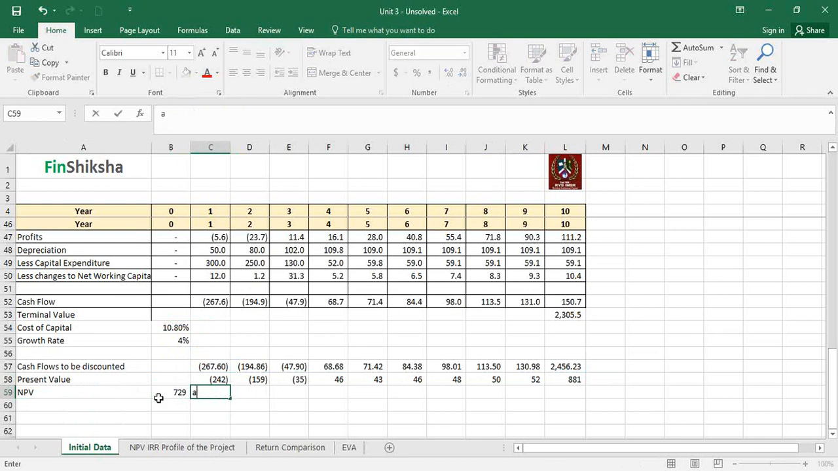Remember, if it is greater than 0, we accept the project, right? If it is less than 0, we reject it. What is the IRR of the project? Can I calculate the IRR of this project? All I need to do is select this set of cash flows and find out. IRR of this project is 14.11%, which means till the time my cost of capital is less than 14.11%, I will accept the project, correct?